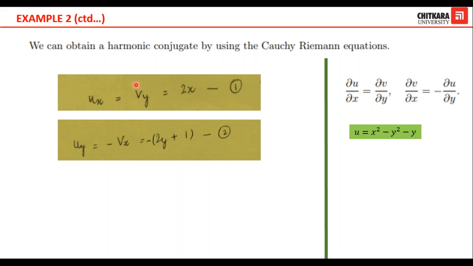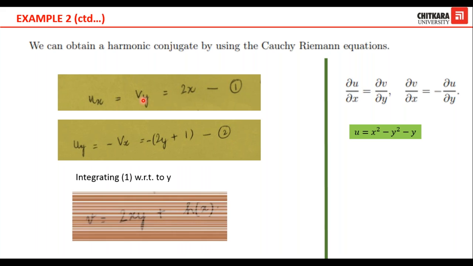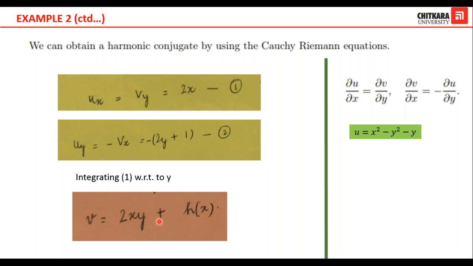Then if you just look at this equation, vy is equal to 2x, I have to calculate v in my question. So if vy is known to me, how will I calculate v? v is dependent on x and y, both the variables. So if vy is known to me, I will calculate v by simply integrating with respect to y. But what about the variable x? The variable x will be kept constant. That means I am partially integrating it with respect to y, keeping the variable x constant. So when I integrate it, I will get v as 2xy plus, since the variable x was kept constant, the function that I am getting as a constant is h(x).